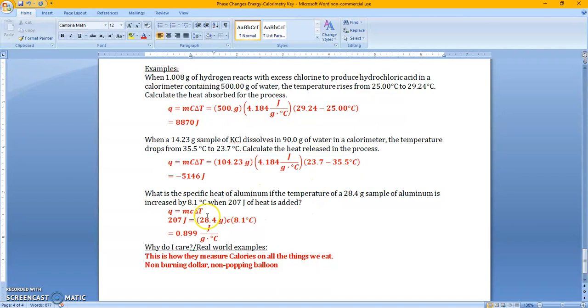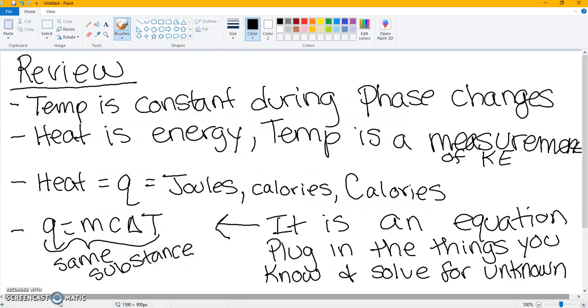And then down here, all it wants me to do is to find the specific heat, so I need to rearrange my equation, and I will take 207 joules divided by the mass and the temperature change in order to get specific heat. We will do the rest of those demonstrations in class. Here's a quick review. Come see me if you need help.